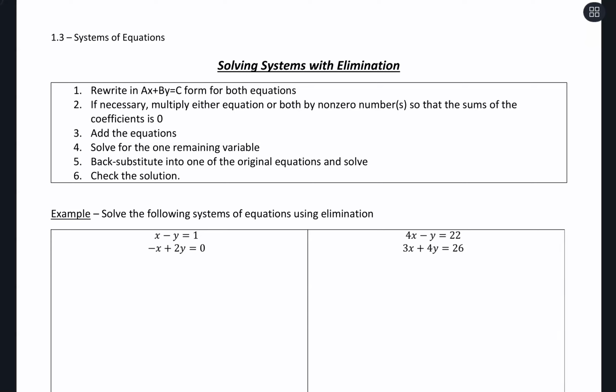Another method of solving systems algebraically besides substitution is with elimination. So we're going to have some different steps here. With elimination, first thing we're going to want to do is make sure that both of the equations are in standard form. And we kind of want to line them up nicely so that the x's line up, y's line up, and then our constant on the other side of the equation.